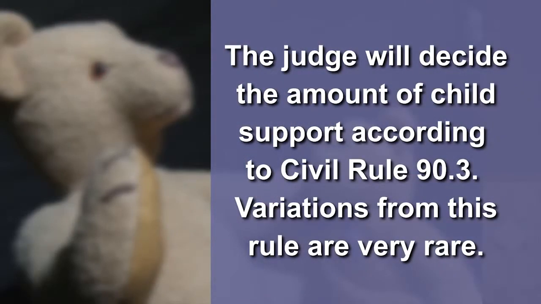The four child support calculations are called shared, primary, divided, and hybrid. These calculations are based on the schedule of where the children live. The judge will issue an order stating the amount and starting date for payments. The judge will determine the amount of child support owed according to Civil Rule 90.3. This rule explains how to calculate the amount. Only in very rare circumstances does the court allow a variation from the rule. The judge will not sign a child support order based on the parents' agreement to vary the support amount.